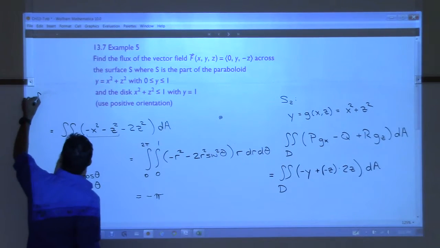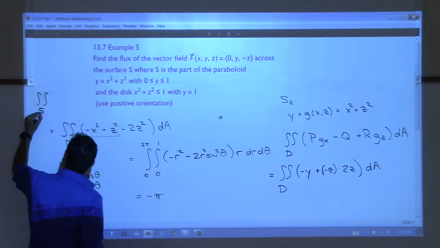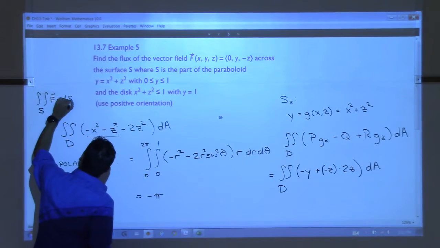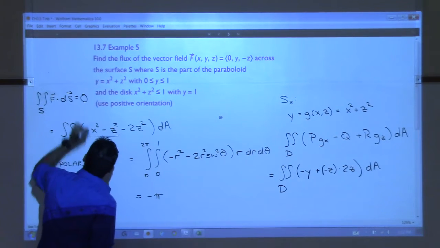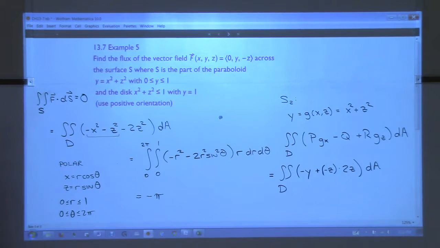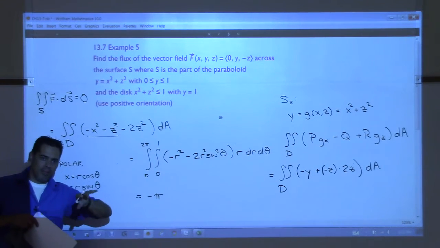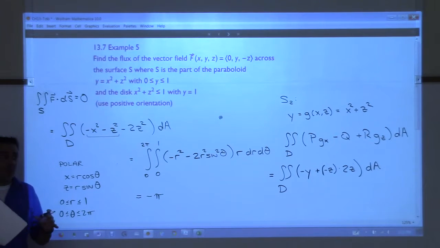So at the end of all this, the net flow is 0, right? There's stuff flowing out of one end, or one part of it, and the other part, there's stuff going in. Together, your net flow is 0.